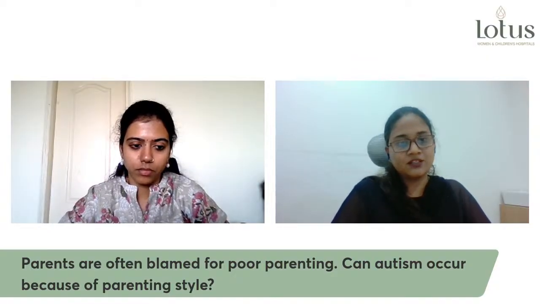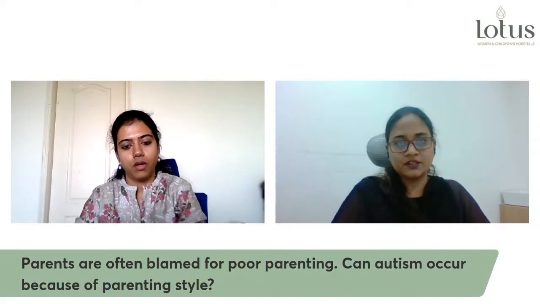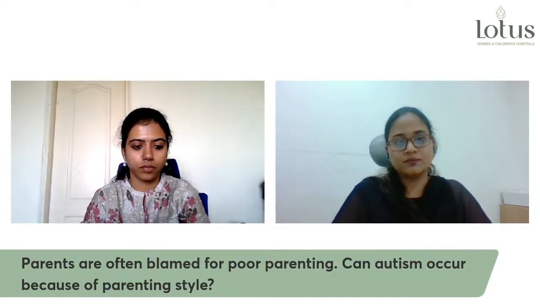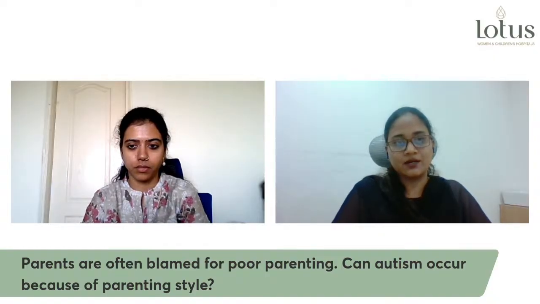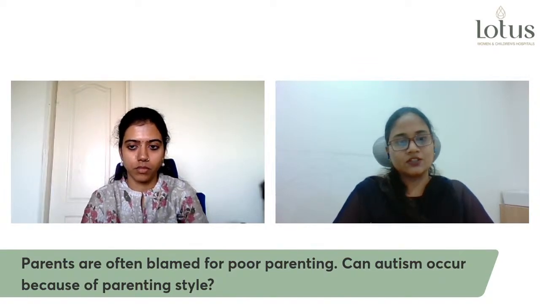So parents are often blamed for poor parenting. Can autism occur because of poor parenting style? No. Autism doesn't occur because of poor parenting styles, or showing lack of affection, or family environment. Autism is mainly a genetic and neurological condition. So it's not because of parenting style.